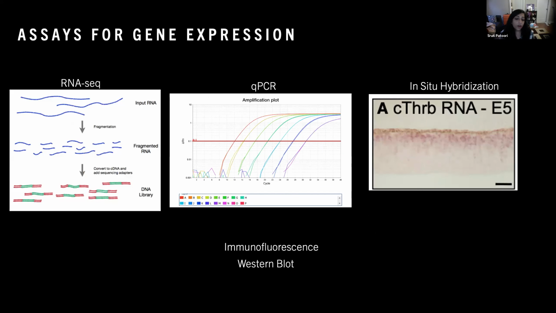And so now I'm going to shift a little to some of the experiments that we can do to qualitatively and quantitatively look at gene expression. So I'm going to talk about RNA-seq, qPCR, and in situ hybridization. Immunofluorescence and Western blot are also used for assaying gene expression, but I guess because the class has already talked about them, there's nothing more I can say.